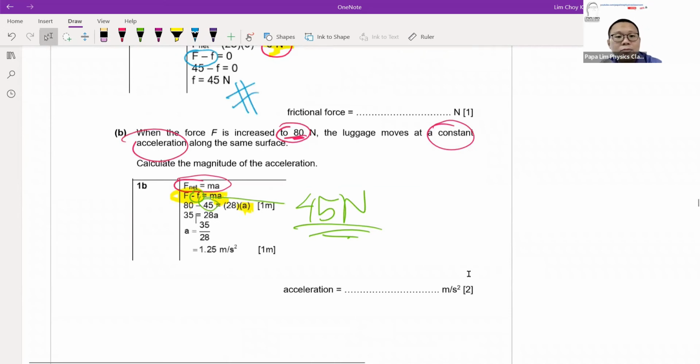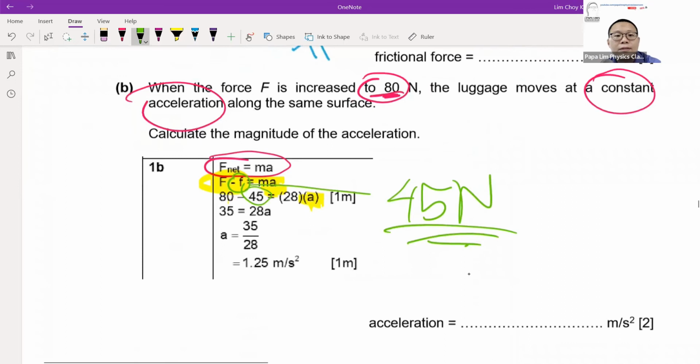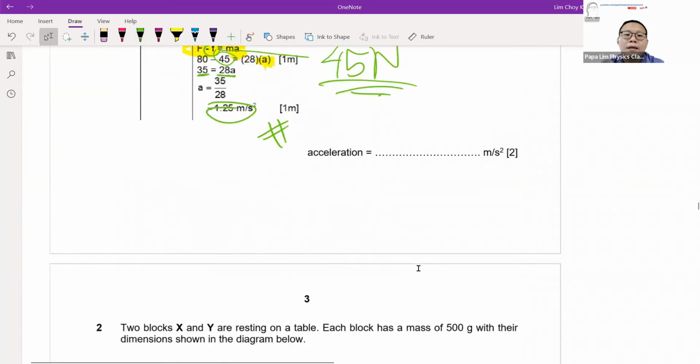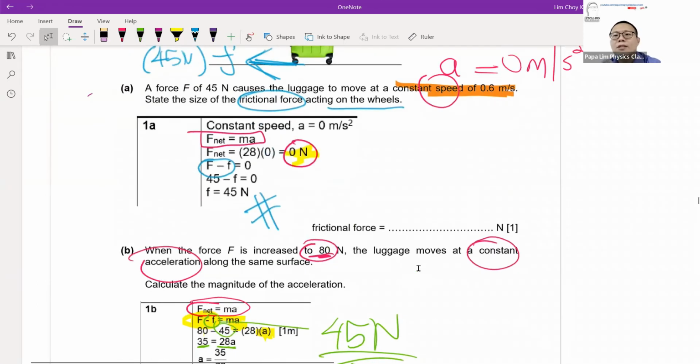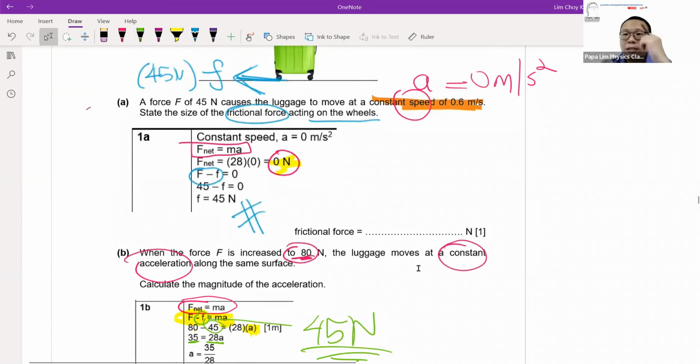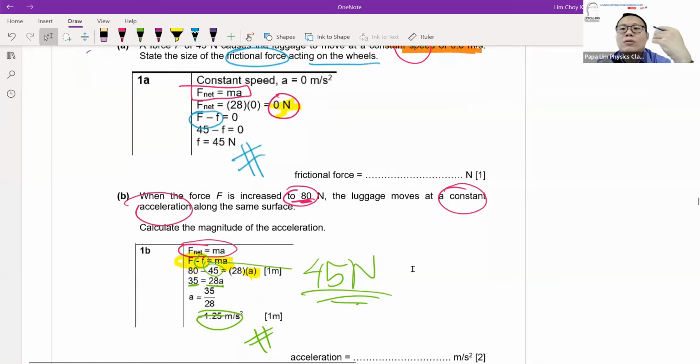So the net force now will be 35 Newton on the left-hand side, equals 28a. If you rearrange the algebra, you'll find that the acceleration is 1.25 meter per second square. If you look at part A and part B, these two examples show a quite standard application of Newton's law, whereby the question starts off with 0 acceleration, or what we call constant speed, and usually they will ask you to calculate the friction, applied force, or resistive force. Then in part B, the question says that something happened to the force, and after that they ask you to calculate the acceleration.